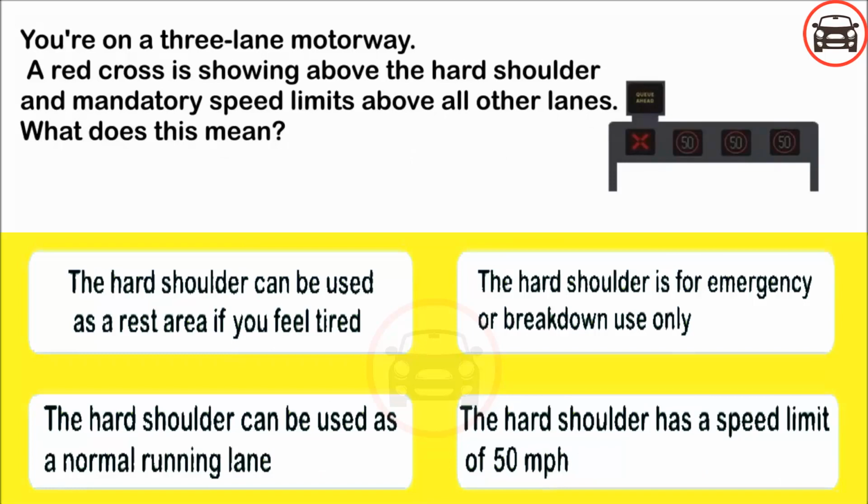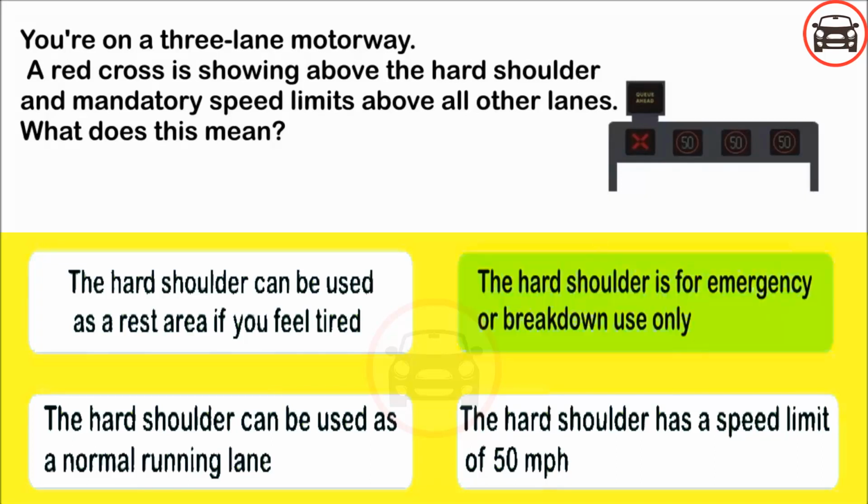You're on a 3-lane motorway. A red cross is showing above the hard shoulder and mandatory speed limits above all other lanes. What does this mean? The hard shoulder can be used as a rest area if you feel tired. The hard shoulder is for emergency or breakdown use only. The hard shoulder can be used as a normal running lane. The hard shoulder has a speed limit of 50 miles per hour. The hard shoulder is for emergency or breakdown use only.